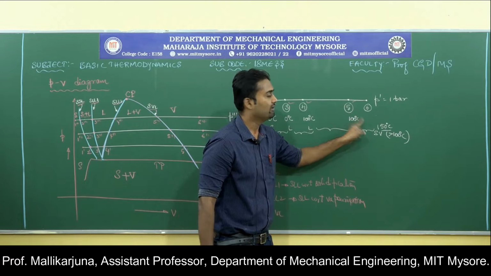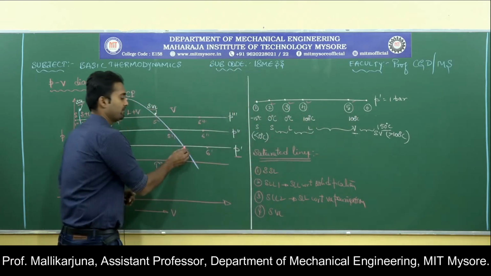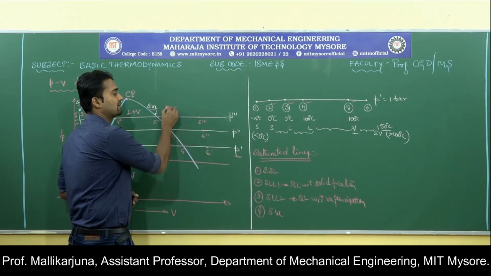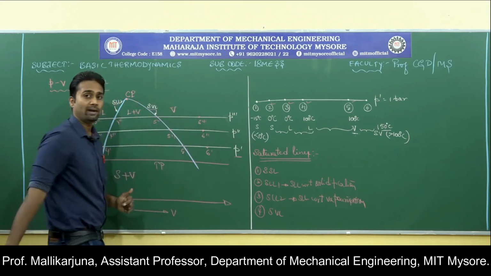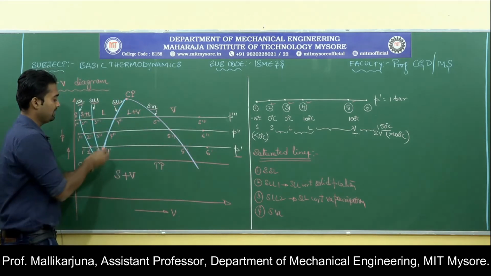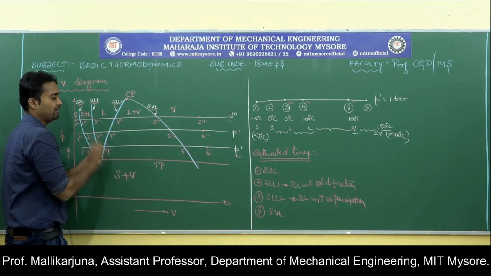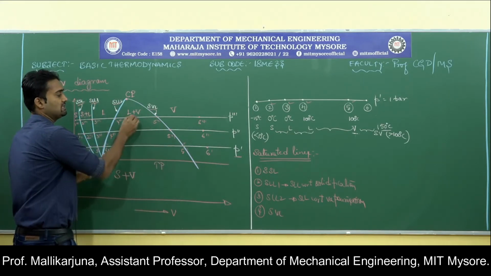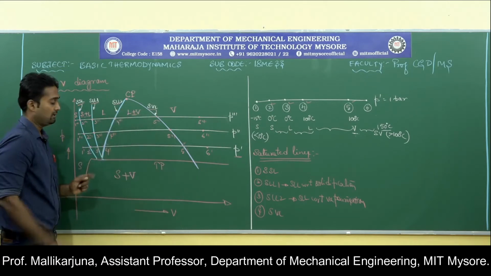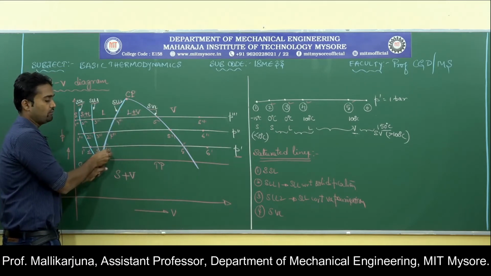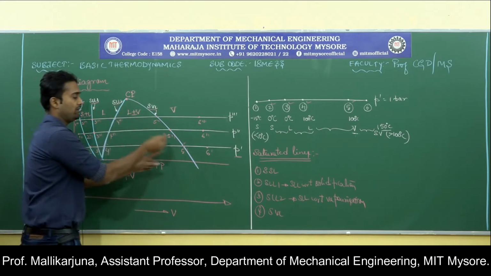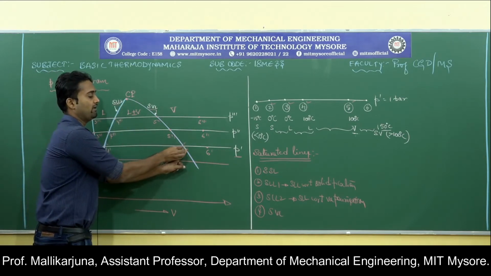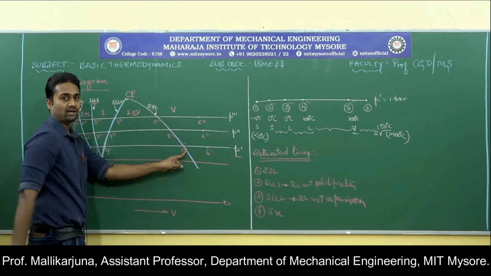If I move a little bit away from 100 degree centigrade, the phase change is happening and the substance is completely vapor. That means here it is completely liquid, here it is completely vapor. That means in this region it is a liquid plus vapor mixture. If I move a little bit away from point 4 dash, it is a mixture. If I move a little bit behind the point 5 dash, it is a mixture again.